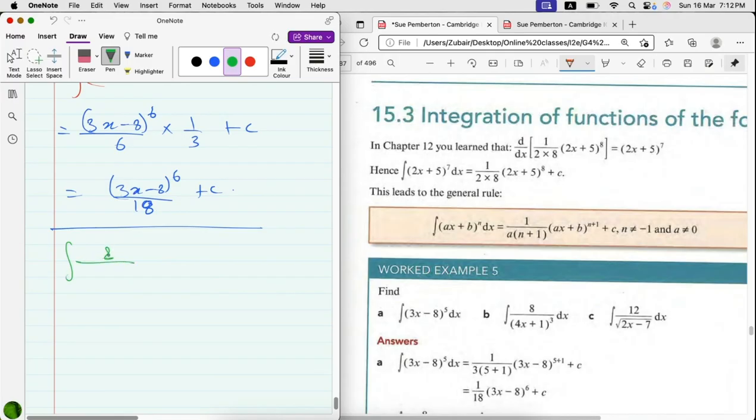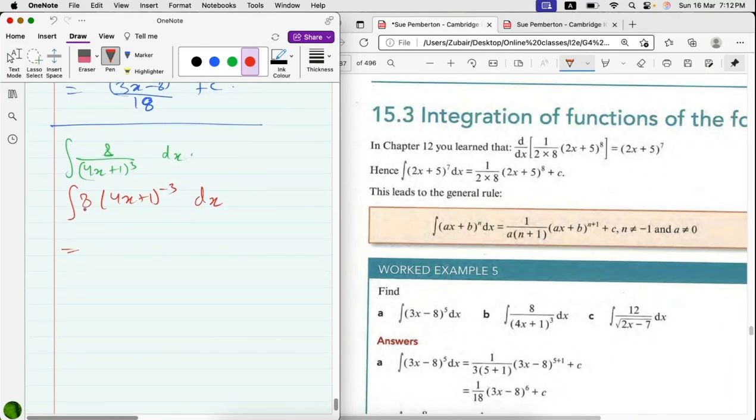Integral of 8 over (4x plus 1) cube dx. That is 8 times (4x plus 1) to the minus 3, dx. Now that 8 is a constant. I'm taking it out, but I'm just leaving it as it is. So (4x plus 1) power plus 1 over power, multiplied with the differentiation of the function inside, which is only 4. I'll divide with the differentiation, plus c.